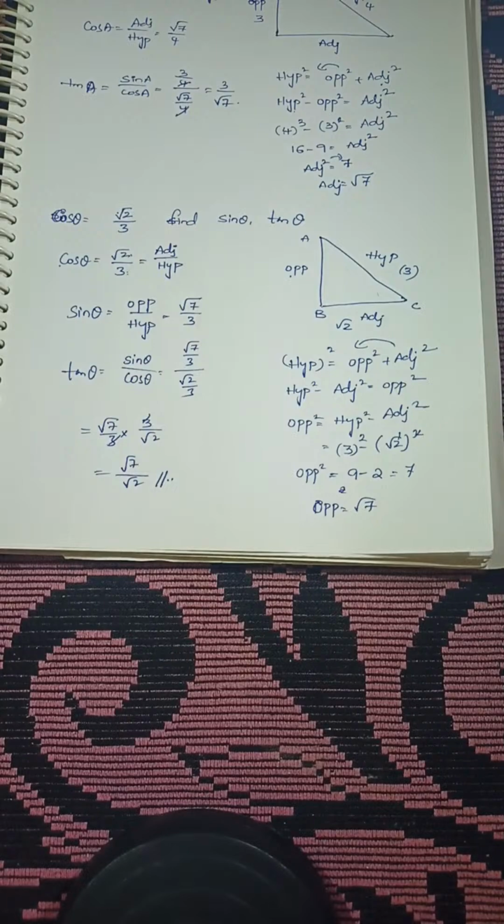Opposite to sin square theta. What is the opposite? There is no reciprocal there. Sin theta reciprocal is 1 by cosecant. For sin square theta we have the identity: sin square theta plus cos square theta is equal to 1.